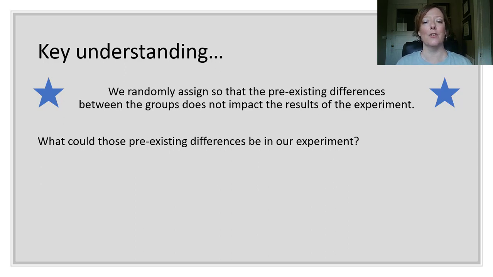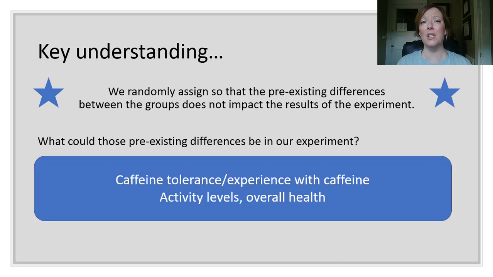What could pre-existing differences be in our experiment? It could be caffeine tolerance, or experience with caffeine at all, activity levels, overall health, anything that makes those differences between people. Some people don't drink caffeine at all. Some people drink lots and lots, so they have a higher tolerance. So you want to make sure that you are randomly assigning. You don't want to take volunteers, because what if everyone who volunteered for caffeine has a really high tolerance for caffeine? So you want to randomly assign.